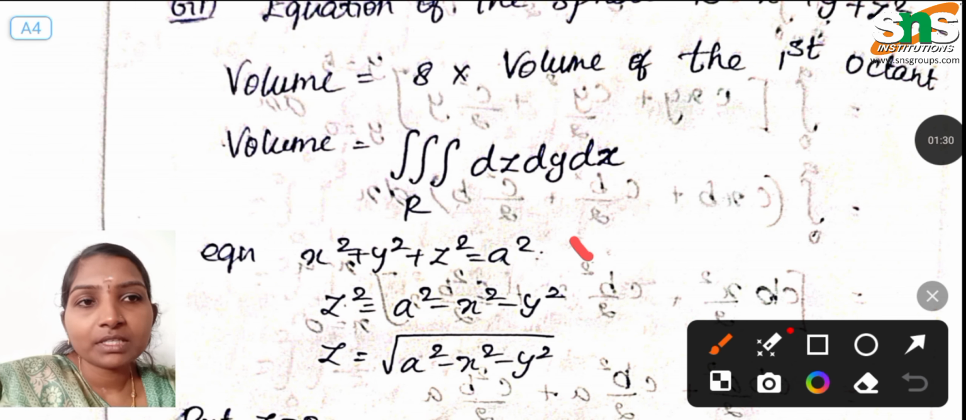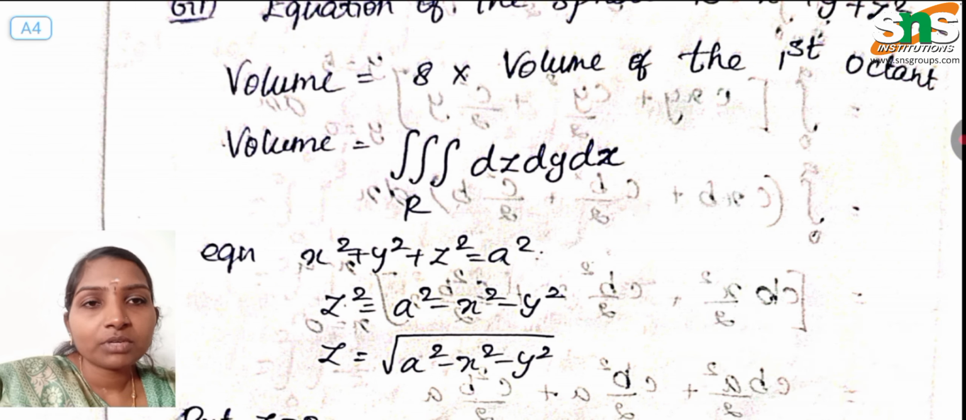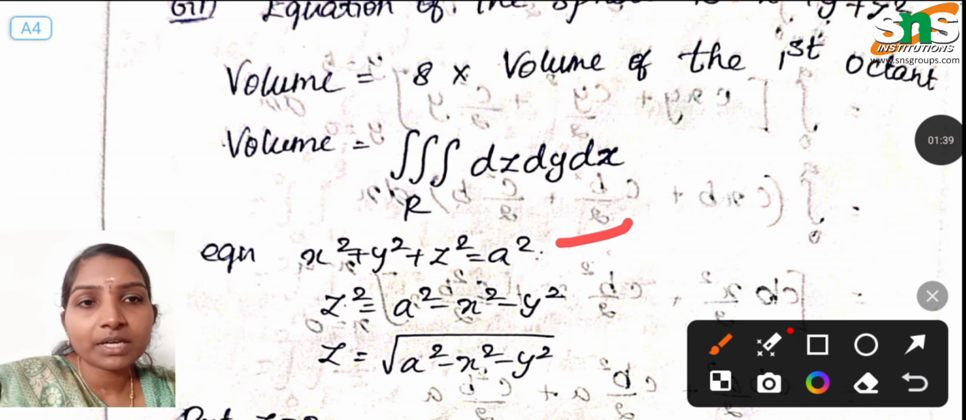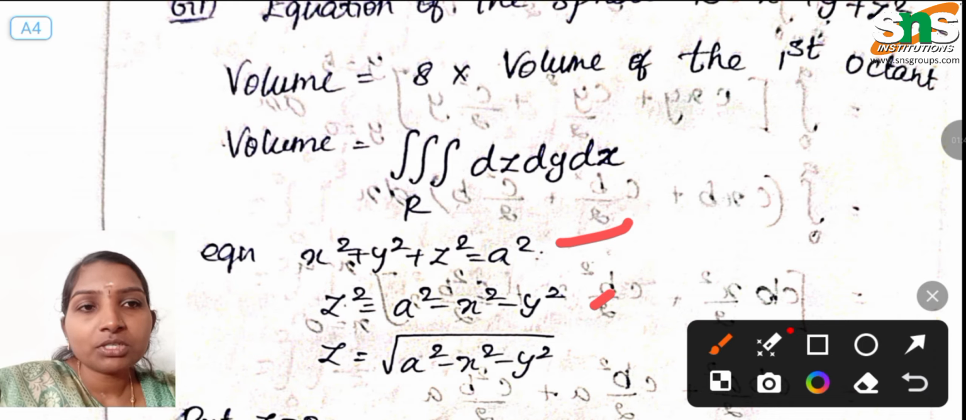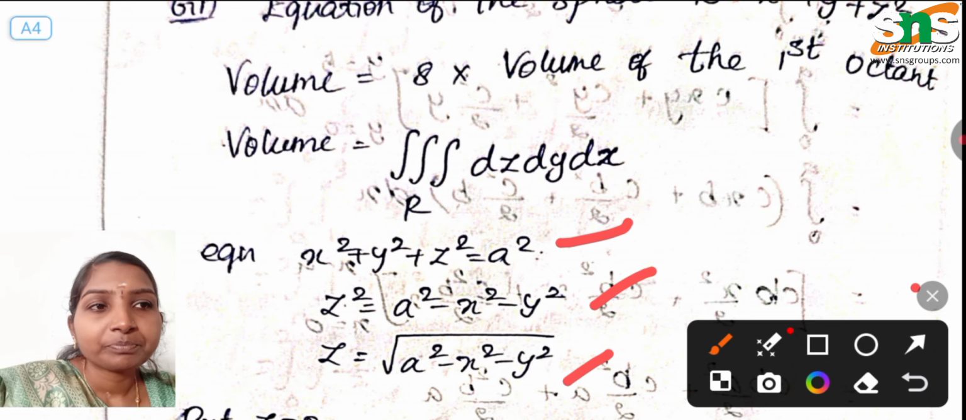Firstly, we are going to find the z limits. What will be z limits? Using the given equation, x square plus y square plus z square is equal to a square. With this, we will be finding what is z square. z square is equal to a square minus x square minus y square. And what is z? z is equal to root of a square minus x square minus y square.